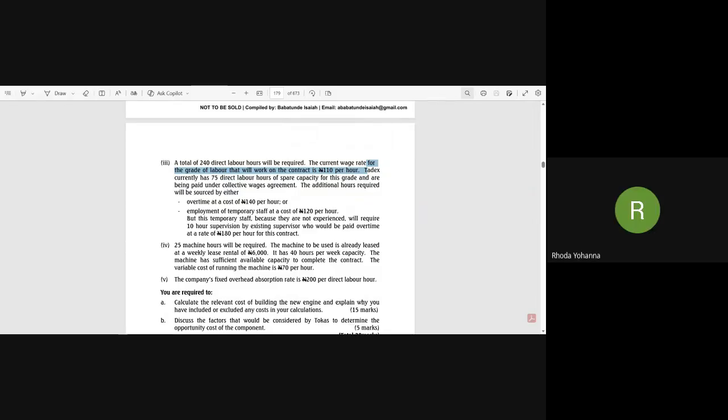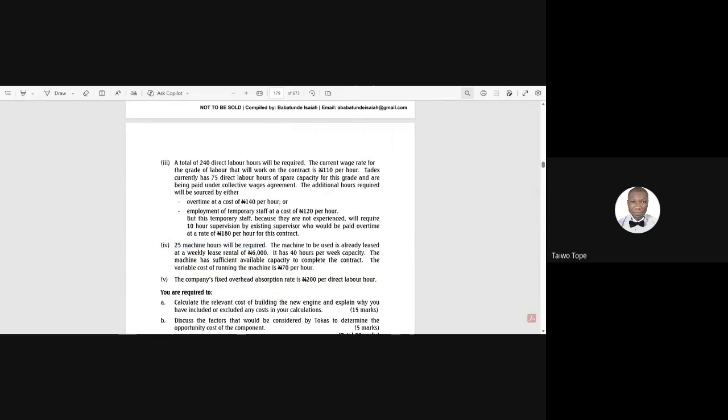The variable cost. Fine. In relation to what? To the hours. That's 17 naira times 40 hours. Check it again. How many hours do you need? Read from the beginning. 25 machine hours will be required. This is what you need.